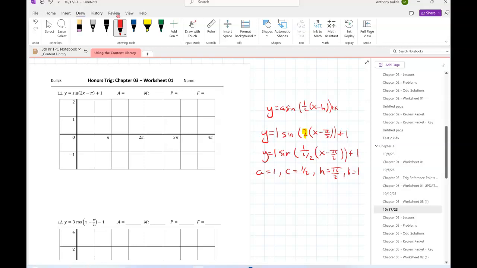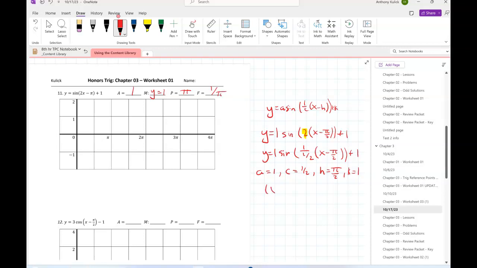Does that feel okay? So the amplitude is the absolute value of A, so that's just going to be 1. The midline is y equals k, so that's y equals 1. The period is 2 pi times the absolute value of c, so that's just going to be pi, because 2 times a half is just 1. And the frequency is always 1 over the period, so that's 1 over pi.